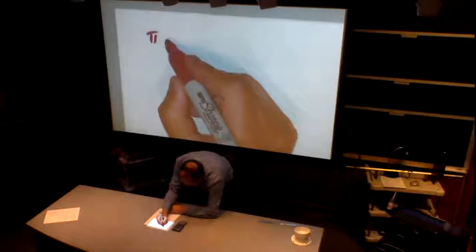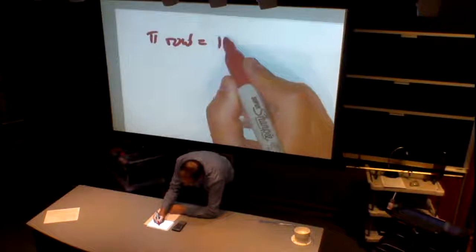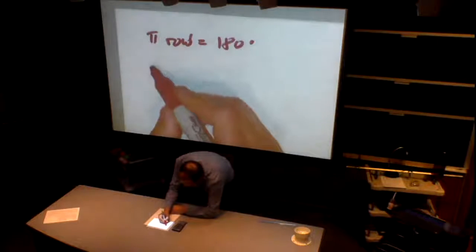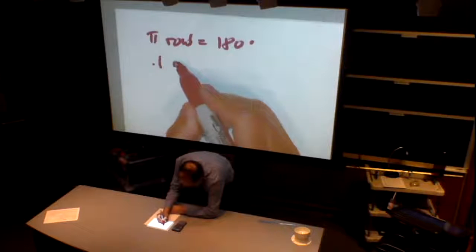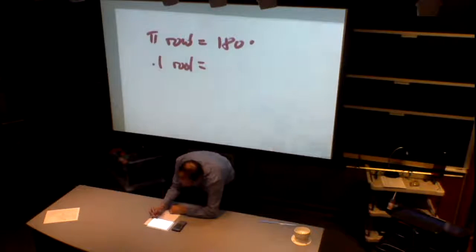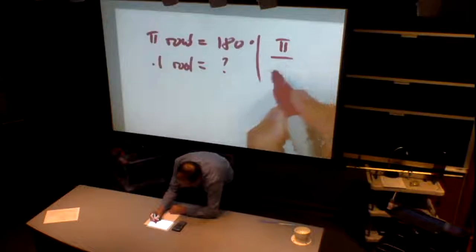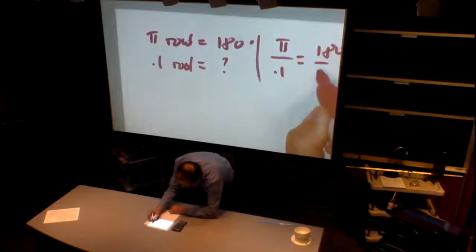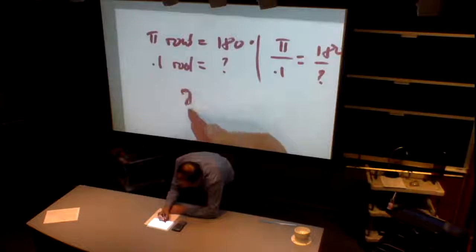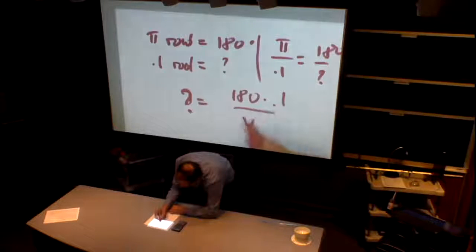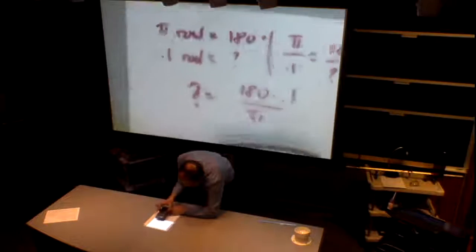The better conversion factor, which is always on the first page of the equation sheet, is pi radians, the same as 180 degrees. So if I have 0.1 radian, and I need to convert it to degrees, all I've got to do is this: pi over 0.1 should be equal to 180 over a question mark, and my question mark should be equal to 180 times 0.1 over pi. That's sufficient already.